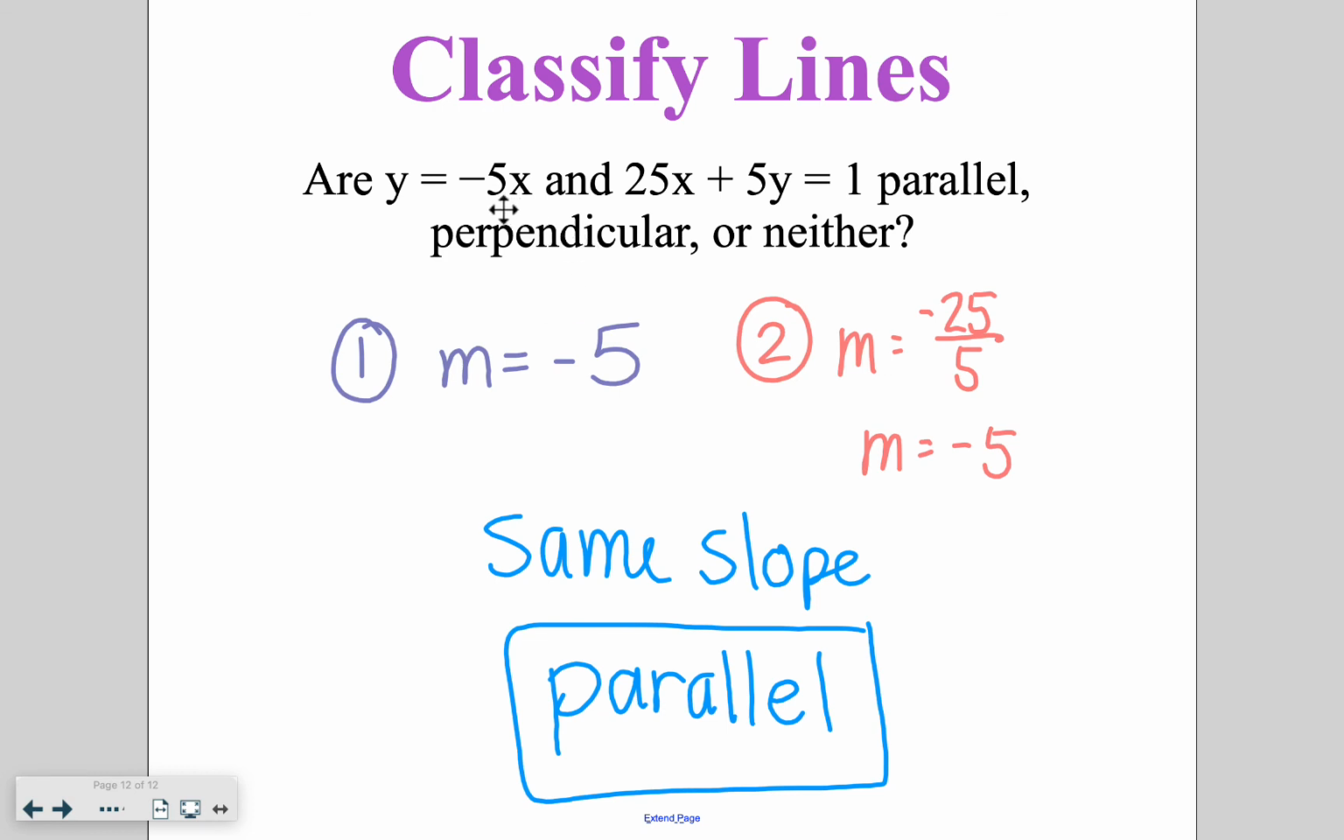So your slope for the first one is just -5. Your slope for the second one, you could rearrange by subtracting 25x on both sides and then dividing by 5. There is a shortcut. If you are in standard form, your slope was equal to -a over b, and that's how I showed my work here. In both cases, the slope is 5, so they have the same slope, which means that they are parallel.